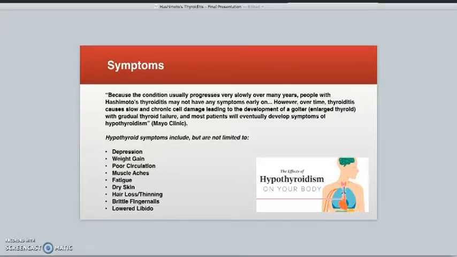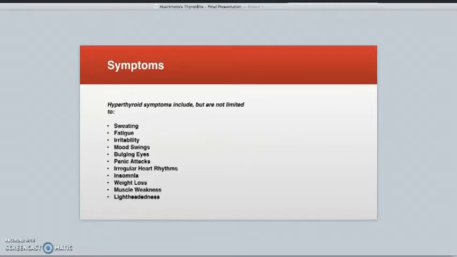Hyperthyroid symptoms, which is the opposite end of the spectrum, can occur as the thyroid goes into what they call thyroid storm. Essentially, it's dying and it's spitting out random amounts of hormone whenever it feels like it, instead of the normal, regulated, nice, even amount that it's supposed to be giving out over the course of its life.